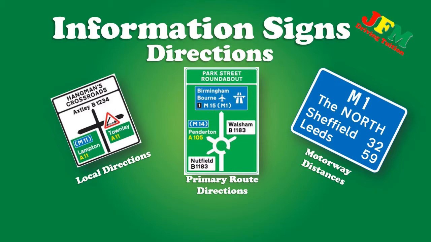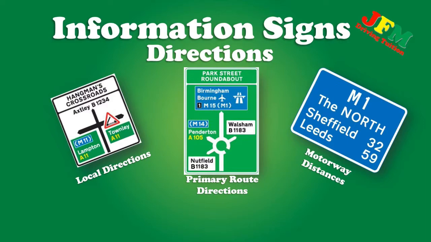The green sign is giving directions on a roundabout that's situated on an A road. Note how the first and fourth exits take you on a B road, the B1183, whereas the second exit takes you on the A105, which leads to the M14. And if you were to cross the roundabout leaving at the third exit, you would be heading to the M15.